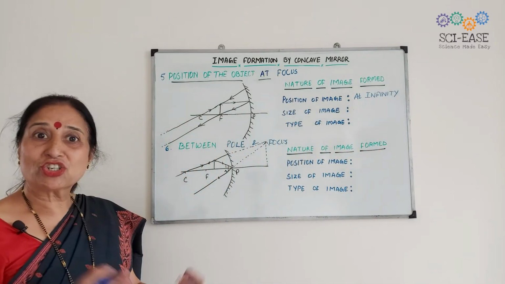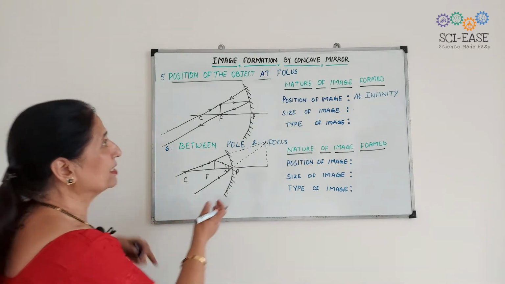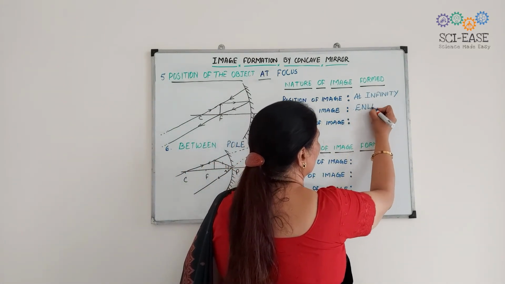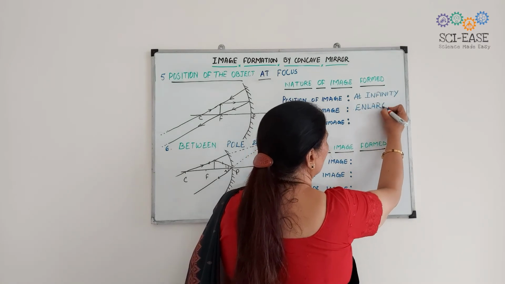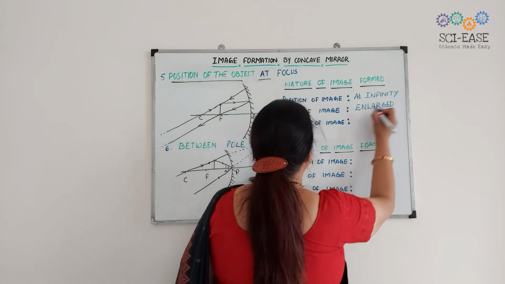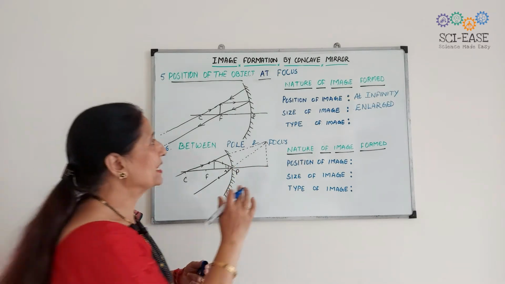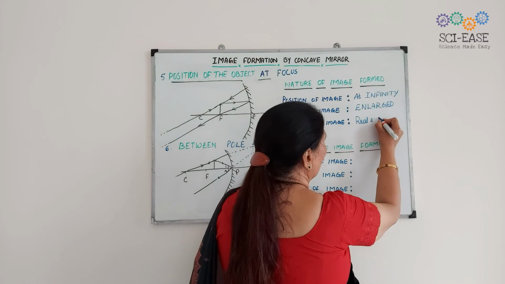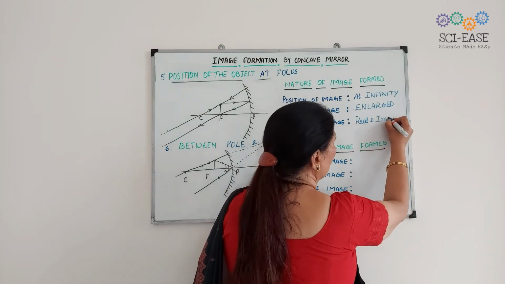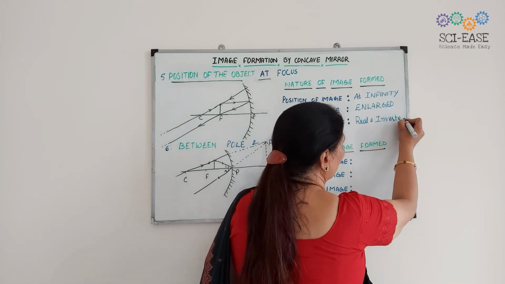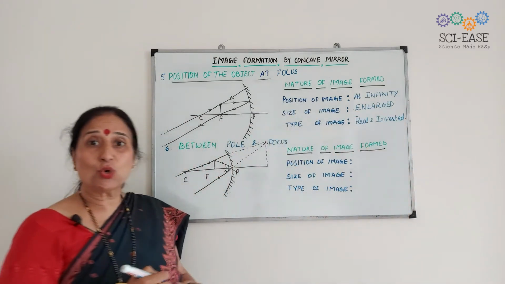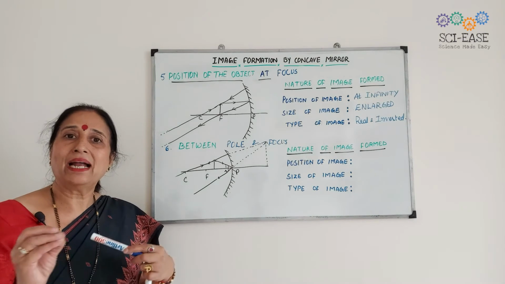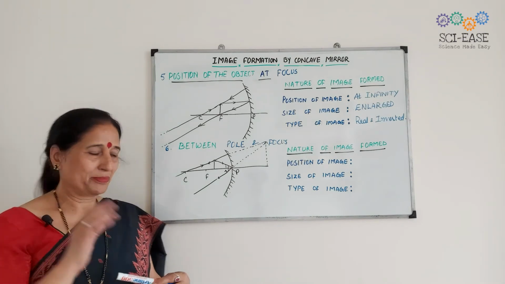Size of the image, enlarged, that will be bigger one, enlarged. And what is the type? It is real and inverted. Real and inverted image that is formed. So in all these five cases, real and inverted images are formed.